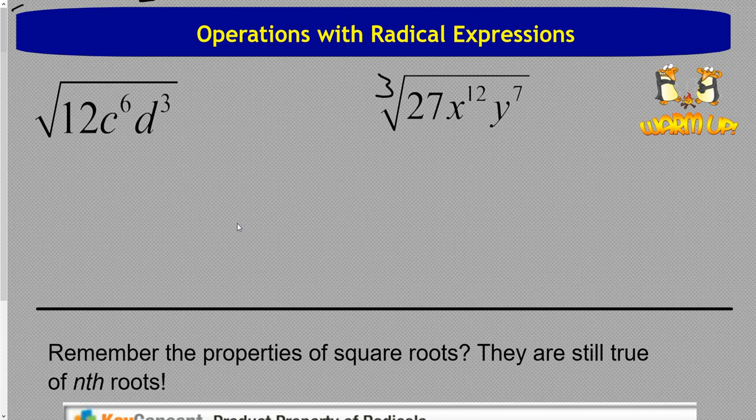We have the square root of 12c to the 6th d cubed, and the cube root of 27 x to the 12th y to the 7th. So pause the video, simplify these as much as you can, and then come back. Okay, first thing we want to do is factor this.